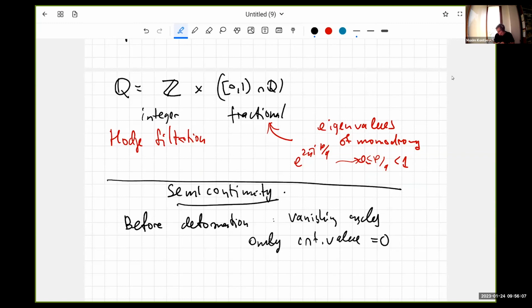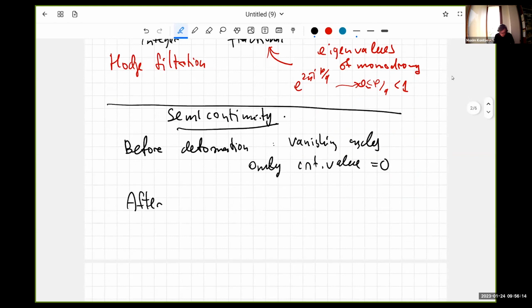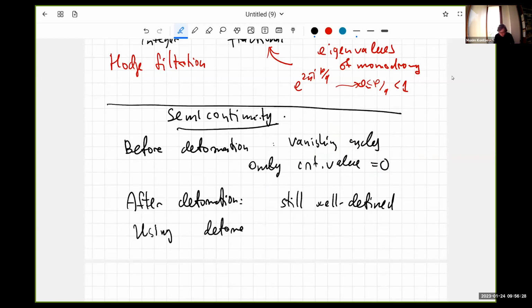So first of all, this object after deformation is still well defined, using the deformed critical locus and the sheaf of vanishing cycles on it, and we take our gamma of it. Because of purity, when we get our gamma of the sheaf of vanishing cycles, again we get something on C star, and we can apply the definition. Okay, so it exists before deformation.